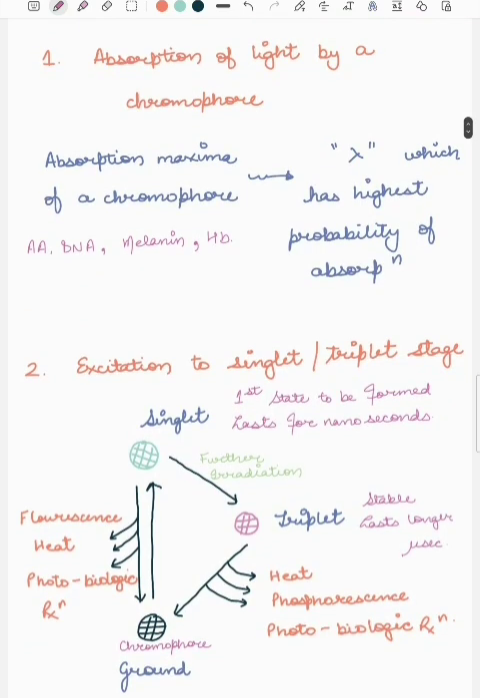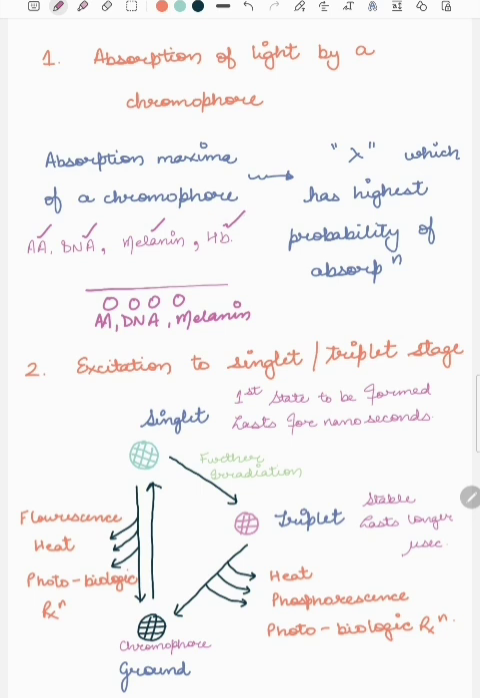What is happening after the light is absorbed into the skin? Absorption of light by a chromophore. Now, what is a chromophore? Any substance in our body that absorbs light is a chromophore. It can be protein, it can be melanin, it can even be hemoglobin. So obviously, this is the skin surface, and these are the keratinocytes, the cells present in the skin. These cells have amino acids, they have DNA, they have melanin. All these act as the chromophores, the first respondents, we can say. So amino acid, DNA, melanin, and hemoglobin are the chromophores.